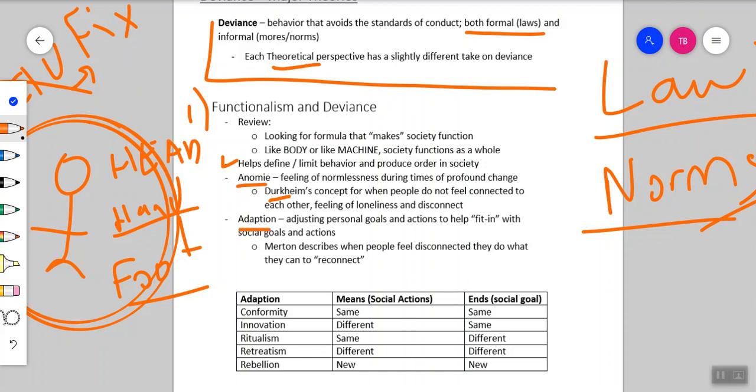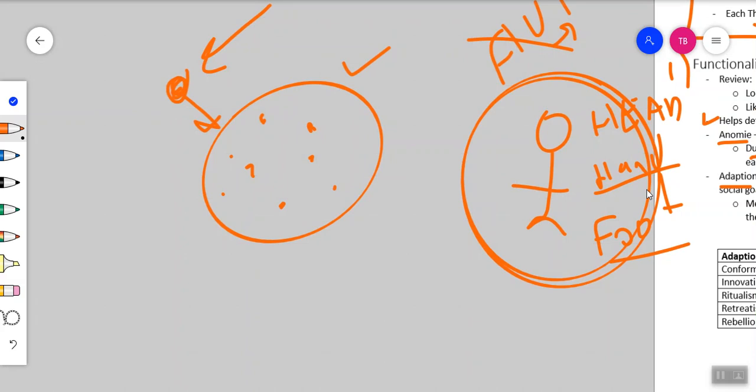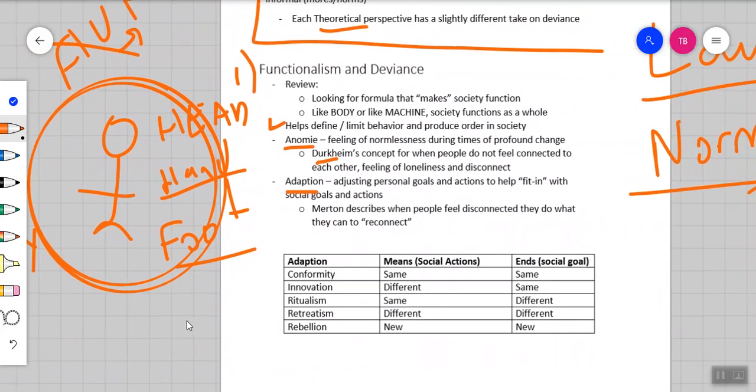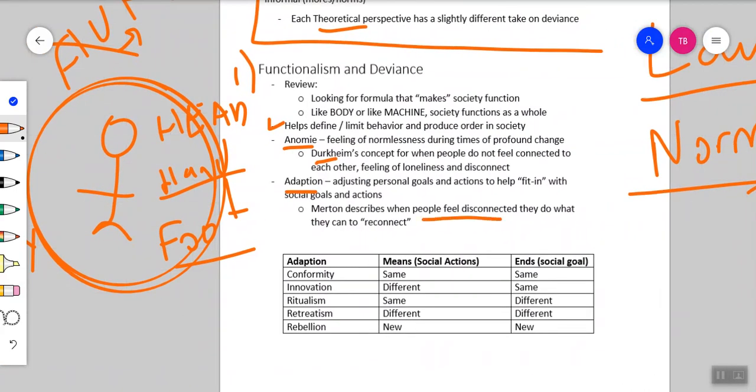So when people are feeling separated, alienated from society, there's a way to try to feel reconciled, to try to feel like you fit in again. So in our example here, if this is society and this is the individual, if you want to feel connected again, how might you do that? How might you reconnect to society? So what Merton suggests is that basically when people feel disconnected, they do what they can to reconnect.